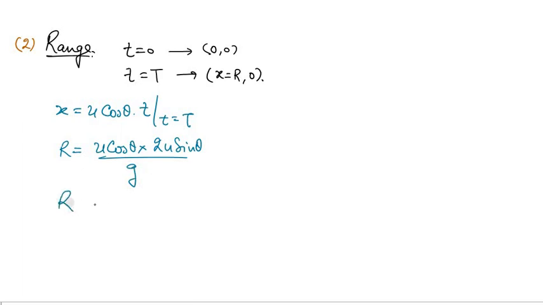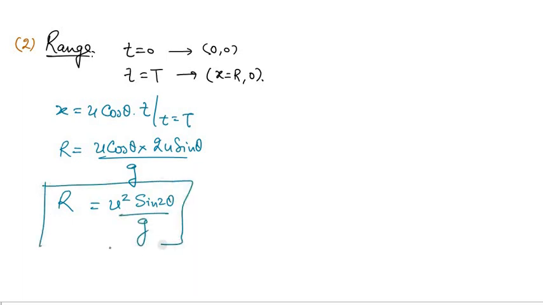So your range will be u square, and you can combine 2 sin theta cos theta as sine 2 theta. So u square sine 2 theta upon g. So this is the range of the projectile on the horizontal surface. So you should also remember this formula, that R is equal to u square sine 2 theta upon g. So what will be the maximum range?